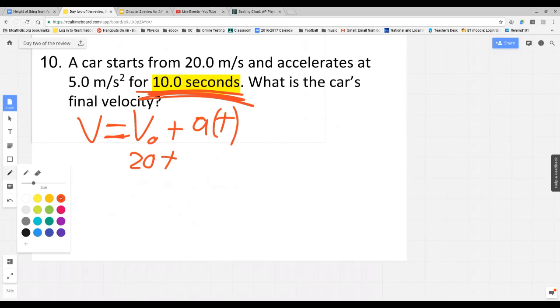20 plus 5, 10 equals 70 more per square. 70, not squared.